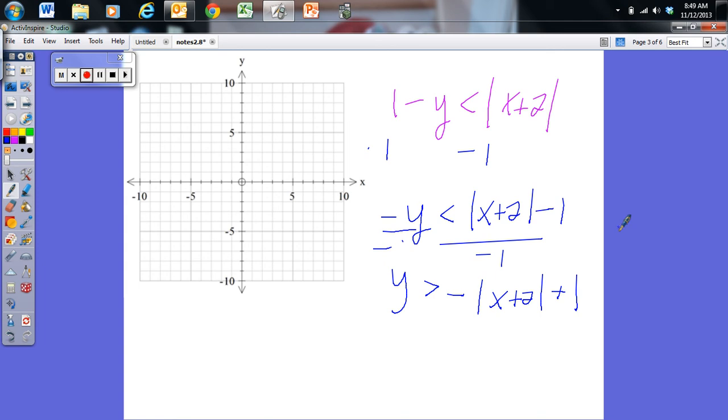This tells us that our absolute value is going to go from being normal, upright, up 1 over 1 like this, to reflecting over the x-axis, shifting left 2 and down 1. So our new inequality looks like this. Left 2, down 1, upside down. So here we go.